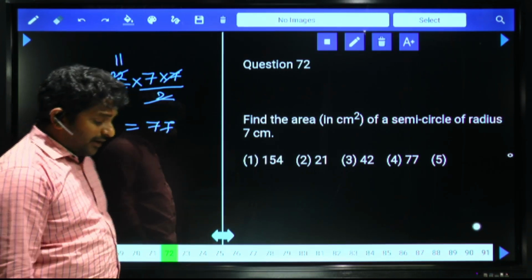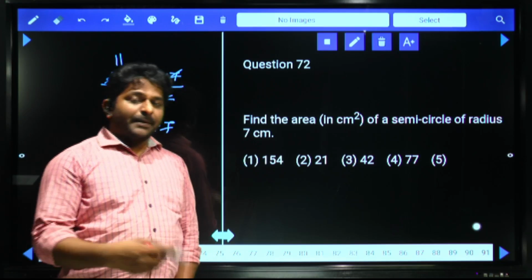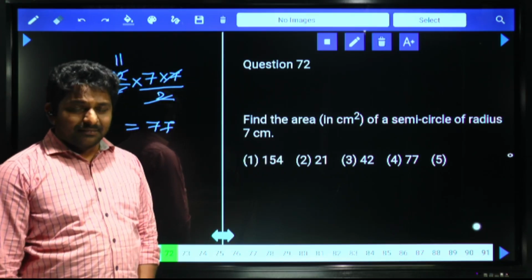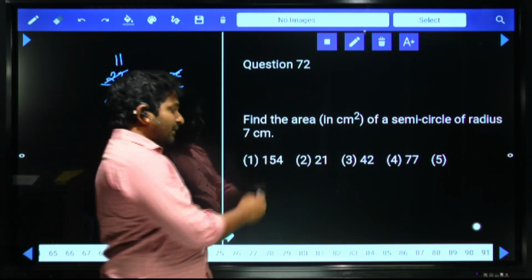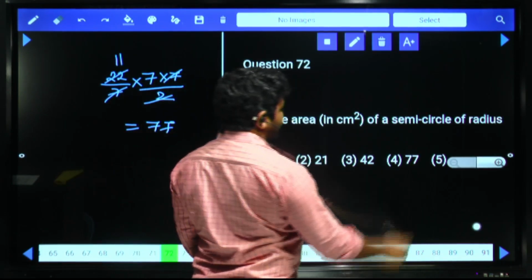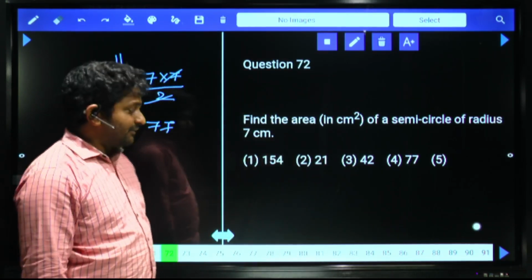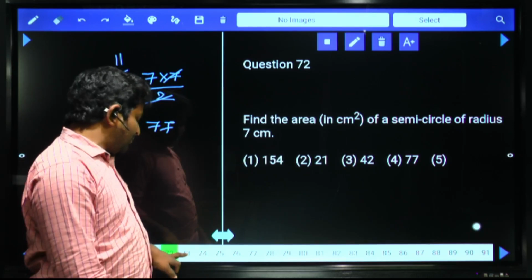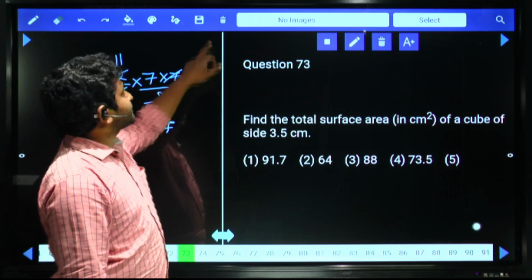But before that, you can verify one more thing. Whenever pi is involved, the answer should be a multiple of 11. So there are two 11 multiples, the first option and the fourth option, both are 11 multiples. If there is only one 11 multiple in the options, you don't have to solve it.